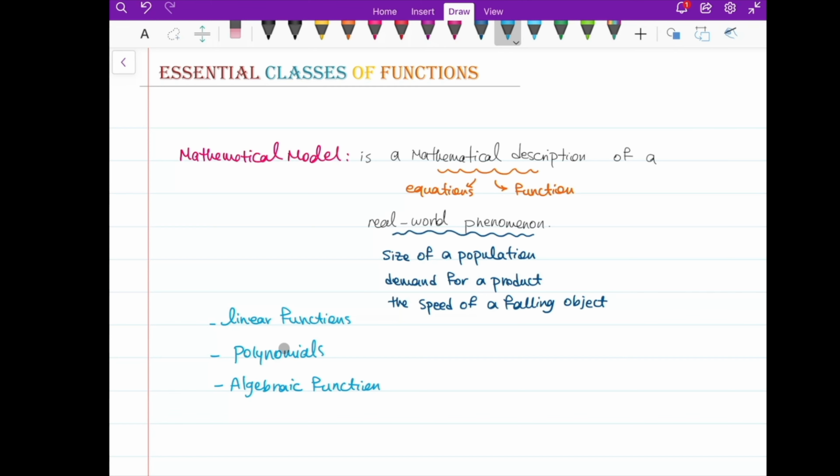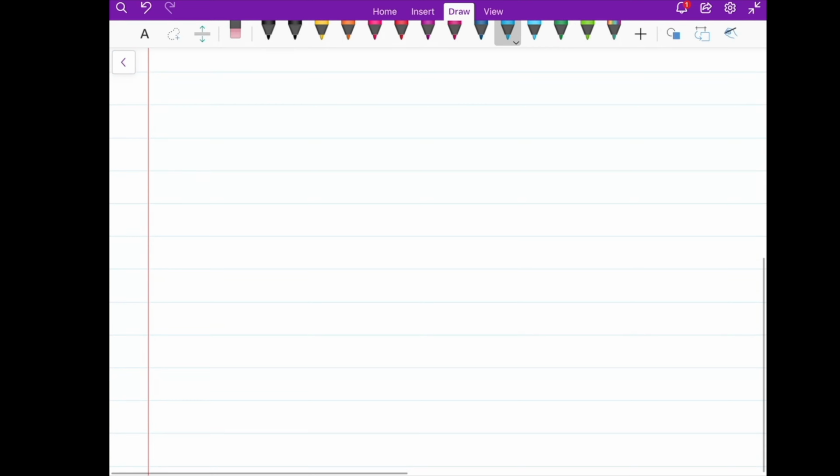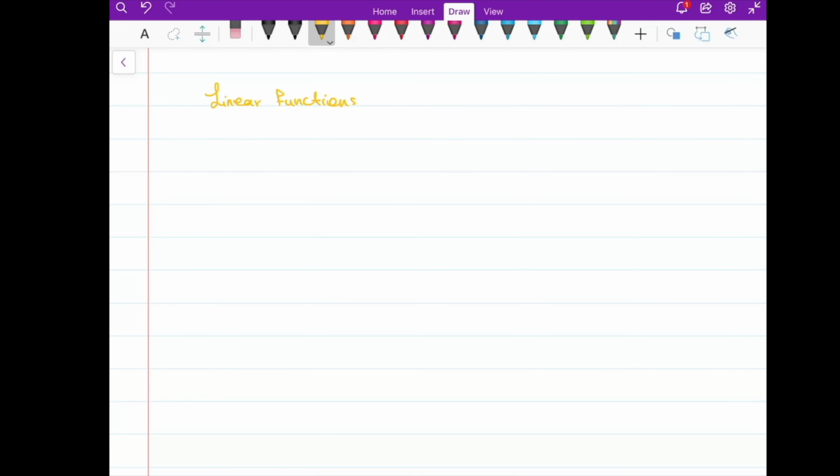Or we also have transcendental functions. These functions cannot be described using polynomials. So there are trigonometric functions, logarithmic functions, etc. Okay, so let me start with linear functions in this video. Linear functions, this is basically the first class of essential function that we are going to study.